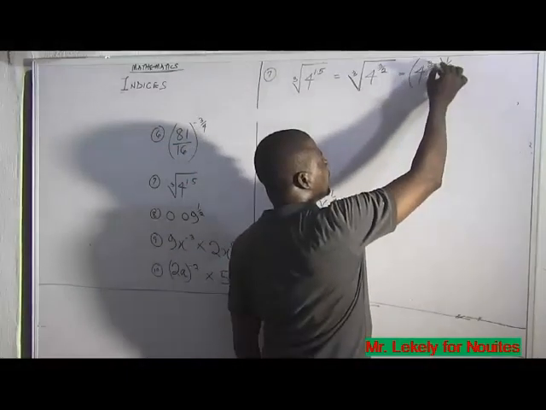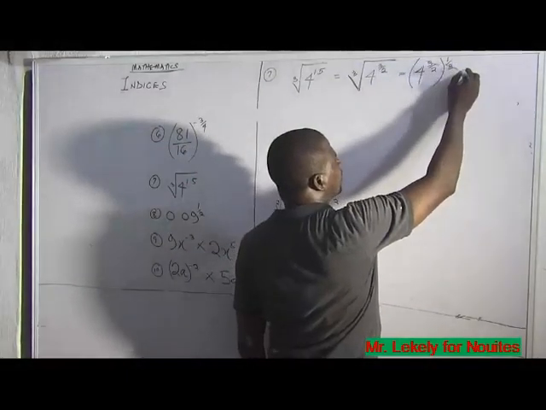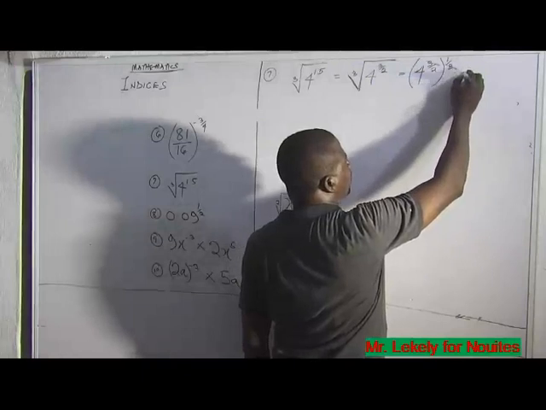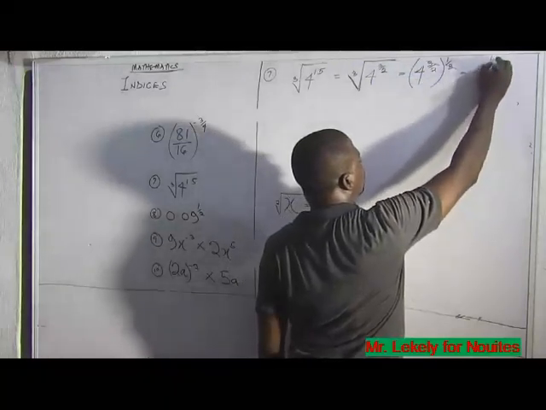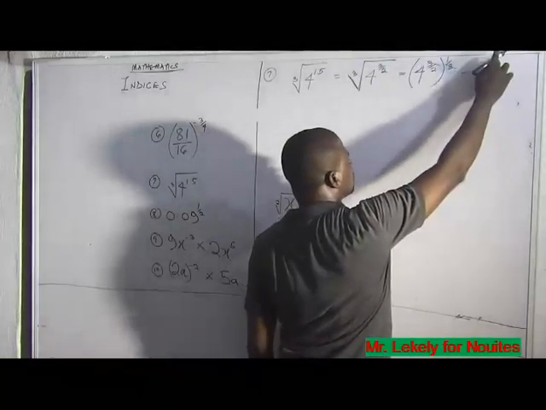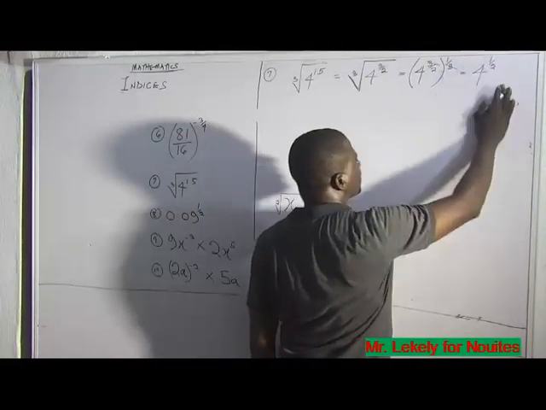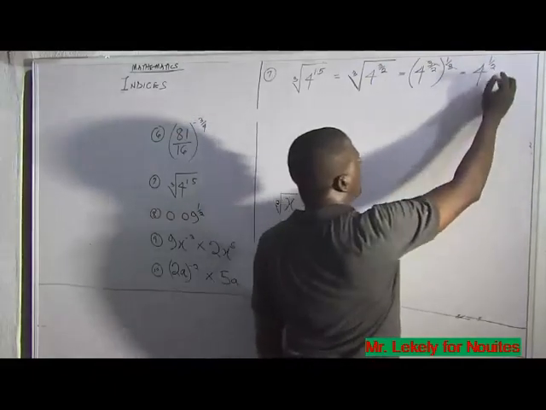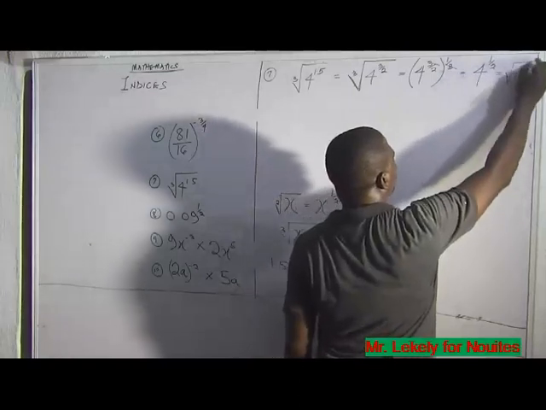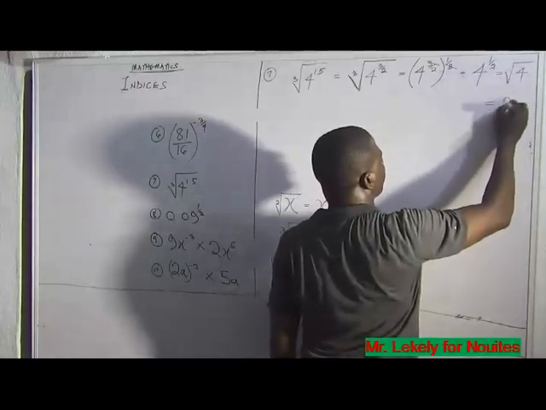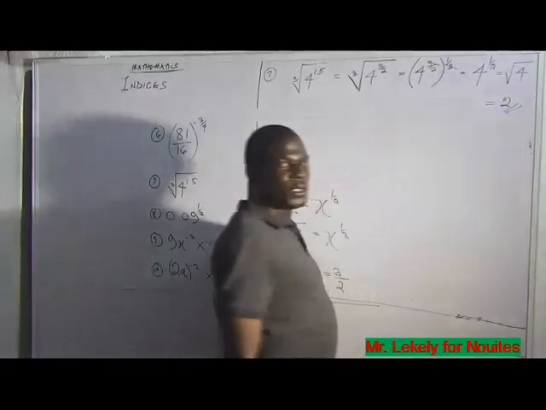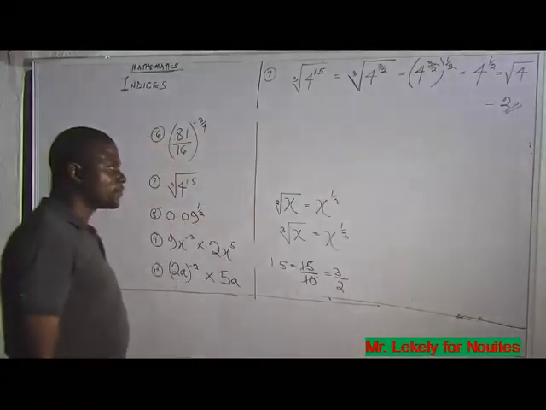So here, 3 can cancel 3. So I am going to be left with 4 raised to power 1 over 2. That is this one and this 2 that is inside. So I am going to now have square root of 4. And what is the square root of 4? The answer is 2. That's how to solve that.